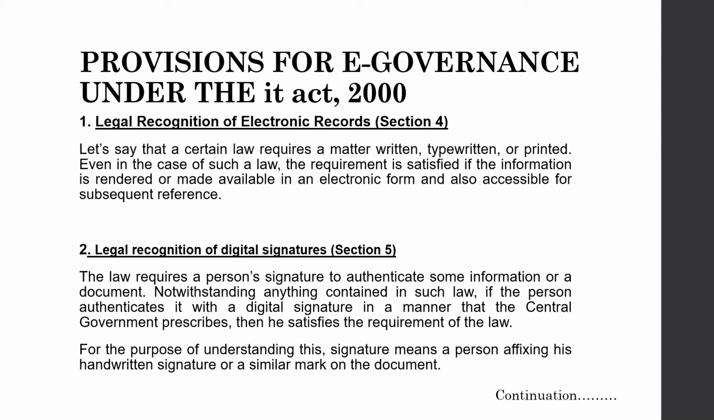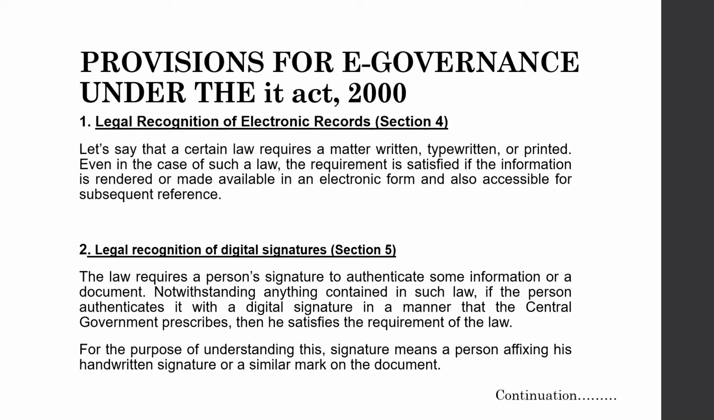Accordingly, this is the first provision, that's why section 4 is telling the first provision for e-governance is legal recognition. You have to recognize, relating to these electronic records, how you can record your documents or your things electronically. That is written in section 4.